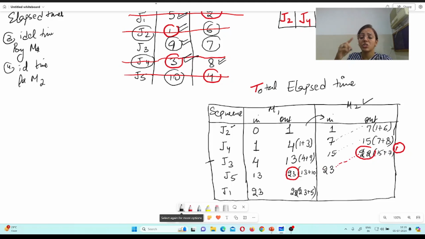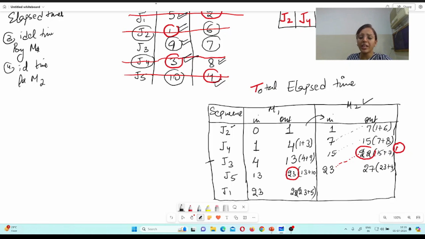But because machine 2 started its work earlier, at 22, and the J5 work on machine 1 is still going on, that is 23, machine 2 has to wait for 1 minute. So I hope it is clear. Now we have to process further. That is J5. The processing time for J5 on machine 2 is 4. So 23 plus 4, that is 27 over here, and in brackets you can write 23 plus 4.